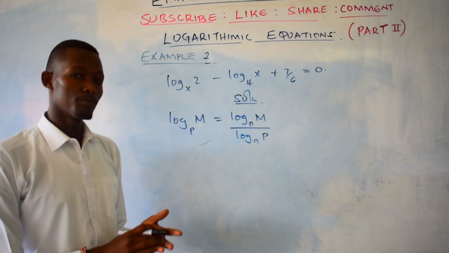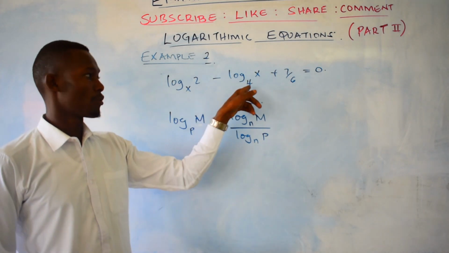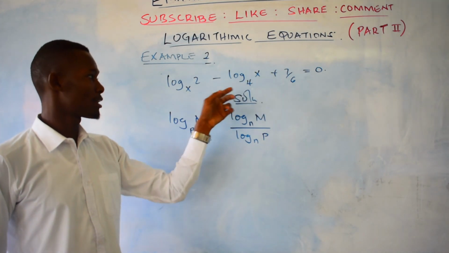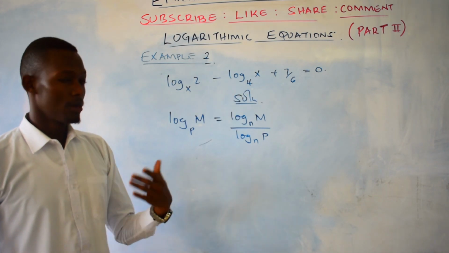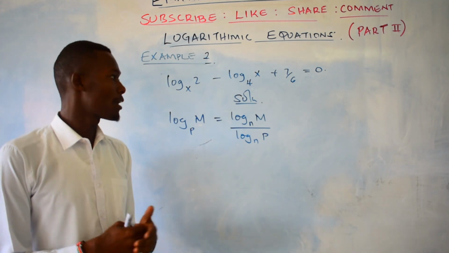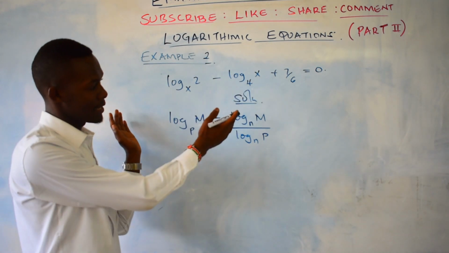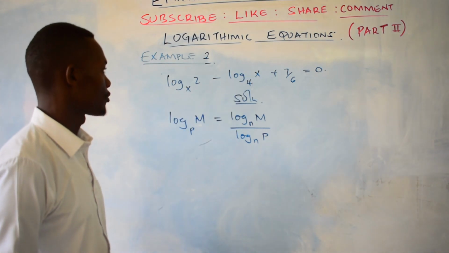So you're going to change them to be of a common base. In this case, we're going to change it to base 4 because it is a number. We said you can change to your convenient base that you can see works best. So for such an example, let's change everything here to be to the base of 4.